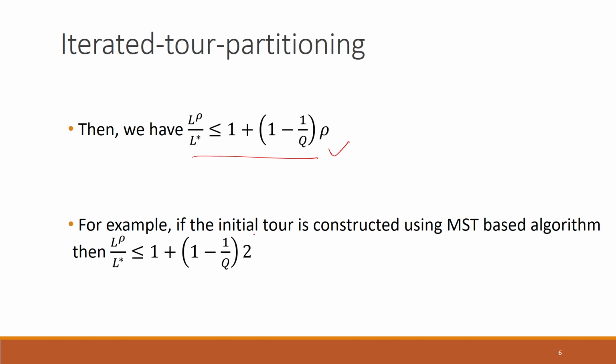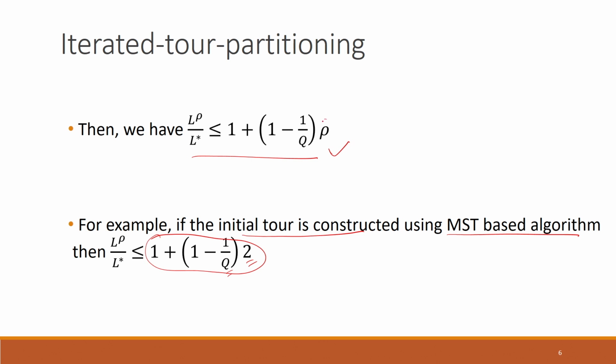For example, suppose the initial tour that we start with in this ITP algorithm is obtained by using the MST based algorithm that we had seen for solving the traveling salesman problem. There the approximation ratio was 2. Then what we can guarantee is that the length of the iterative tour partitioning, L rho, will be less than or equal to L star times this ratio. Now instead of rho we have put 2 here, and depending upon the q that we have in the vehicle routing problem, this ratio will get determined.